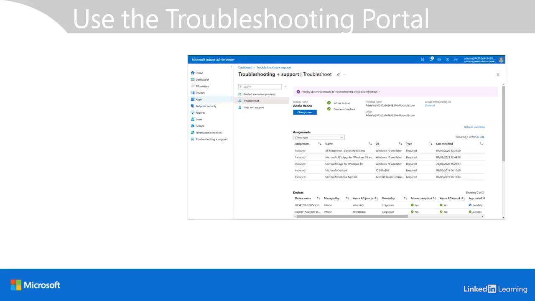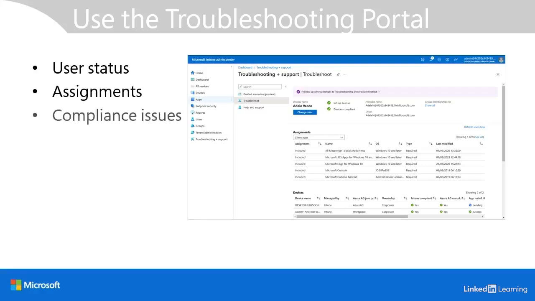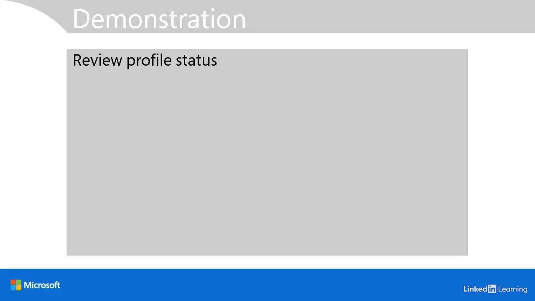Here we've selected a particular user, Adele, and we're looking at what the configuration state is. So you can see at the very bottom, for example, there's an application that's waiting to deploy out to a particular device. It's pending. So you get quite a lot of information about what's going on. So you get user status, assignments of profiles and policies, and compliance issues. In the demonstration, I'm going to go through how you can review your various profiles and identify conflicts.